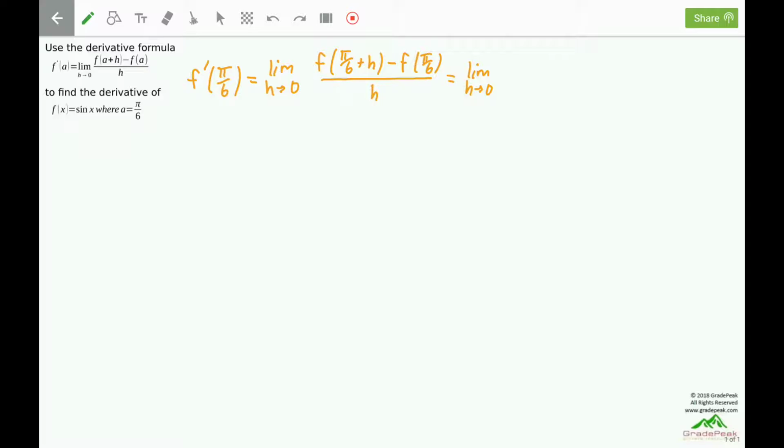F of pi over 6 plus h means to take f of x, sine x, and replace every x with the quantity pi over 6 plus h in parentheses. Sine of pi over 6 plus h minus f of pi over 6 means to plug in a pi over 6 for every x in f of x, so that'll give us sine of pi over 6. All of this is over h.